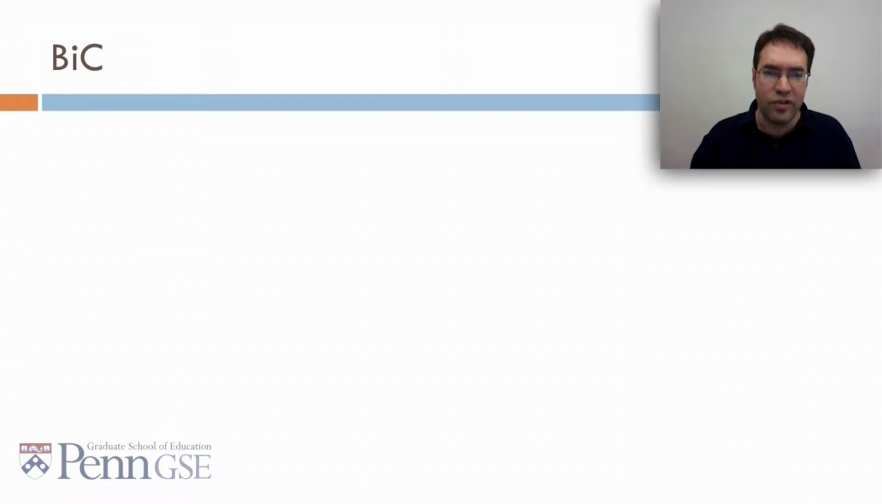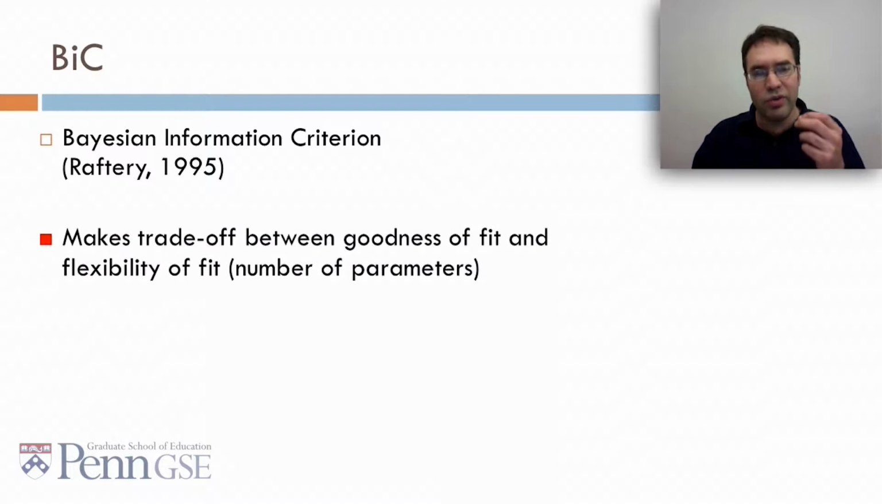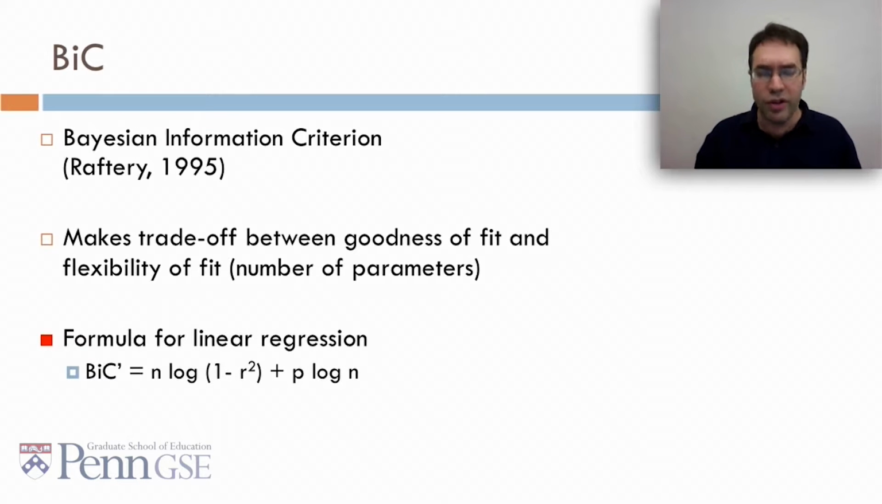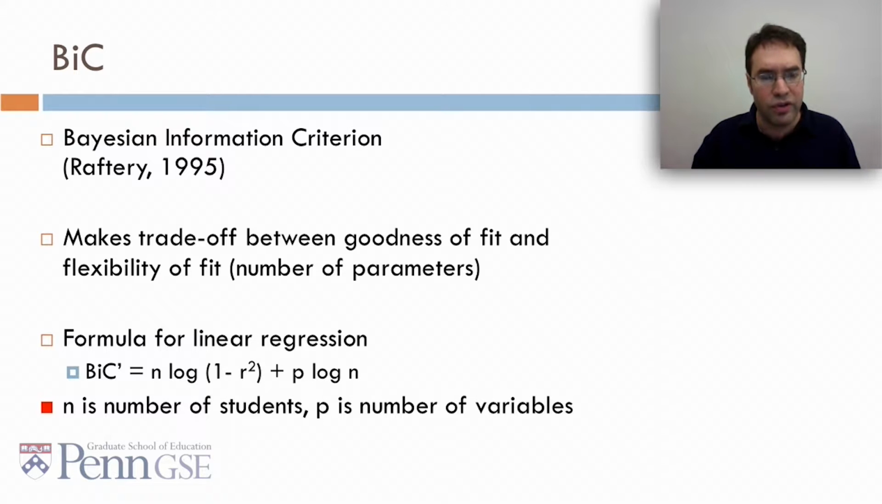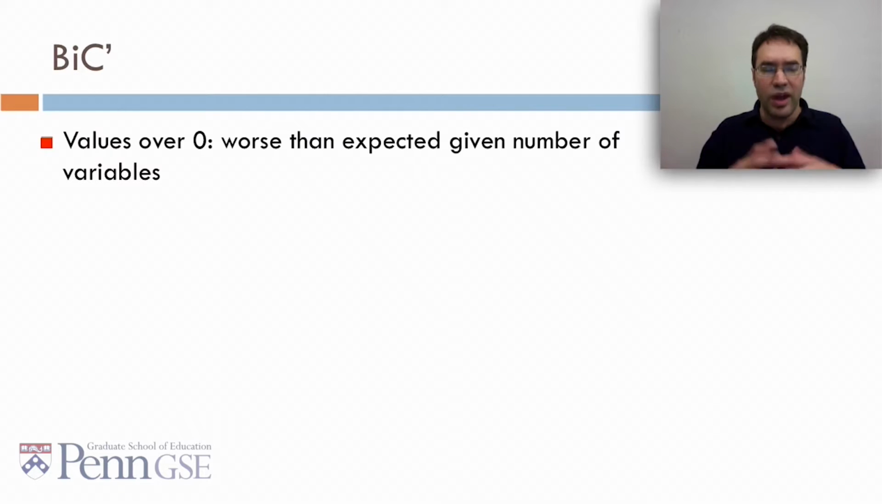Now let's talk about information criteria. BIC, the Bayesian information criterion, makes a trade-off between the goodness of fit and the flexibility of fit, or in other words, the number of parameters. The formula for linear regression, called BIC prime, is a function of your number of students, or number of data points, and your number of variables, and also of your correlation.